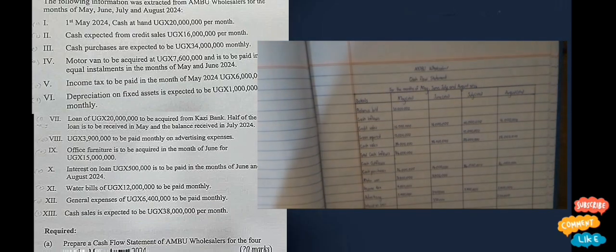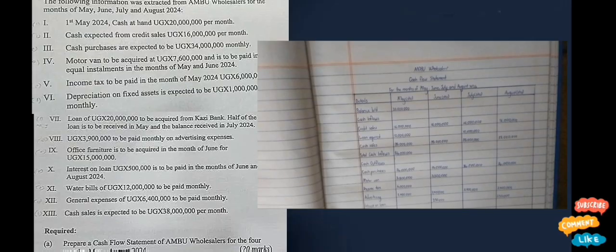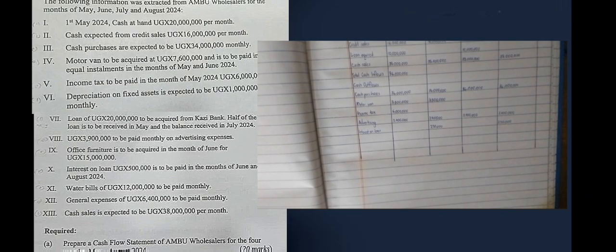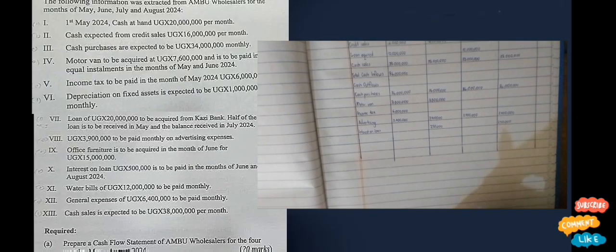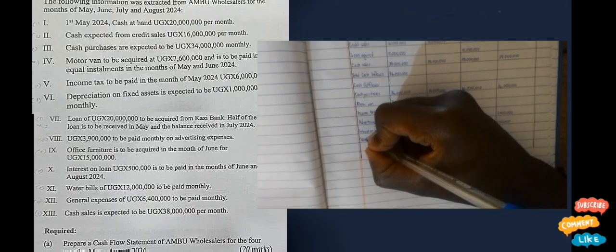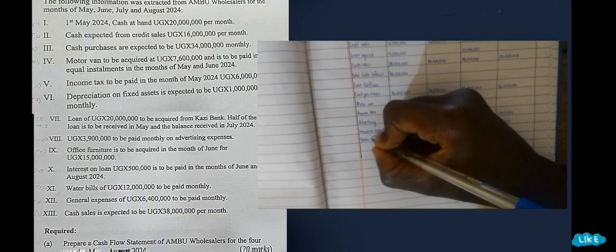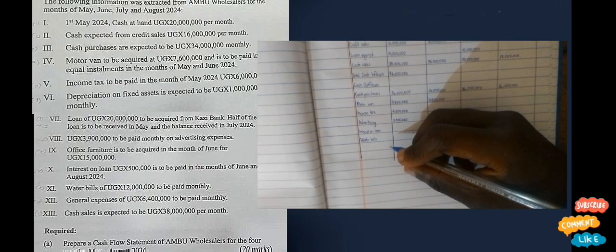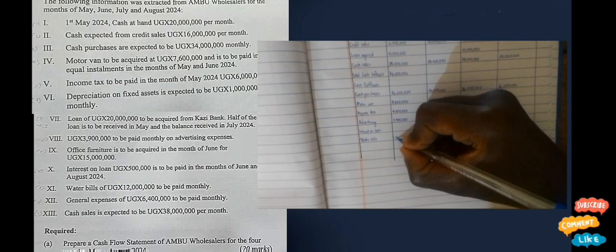So moving on, the next cash outflow is water bills. So it is at Roman numeral 11. Water bills of 12 million to be paid monthly. So water bills monthly means we are paying 12 millions every month as a cash outflow. It is an expense to the business, so that is 12 million.